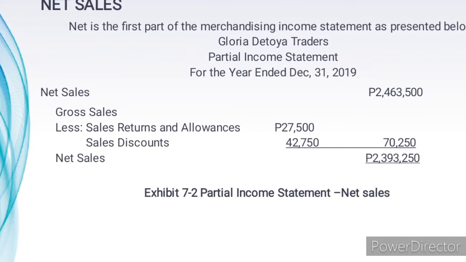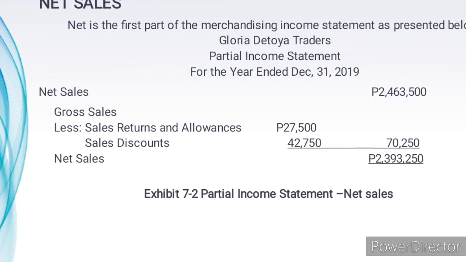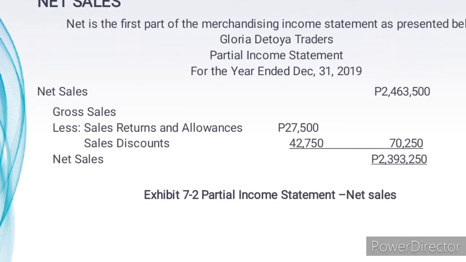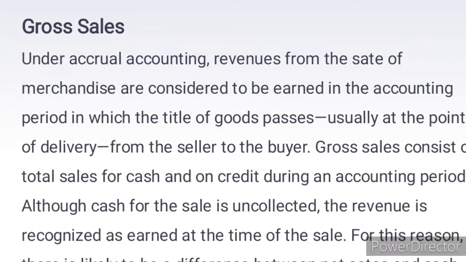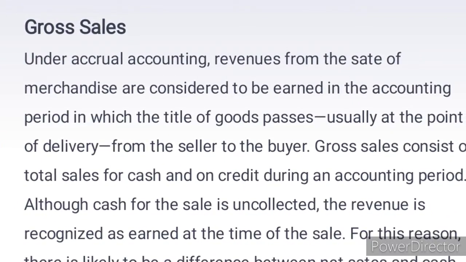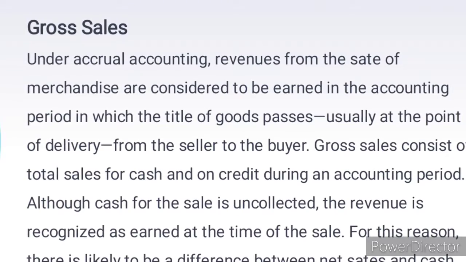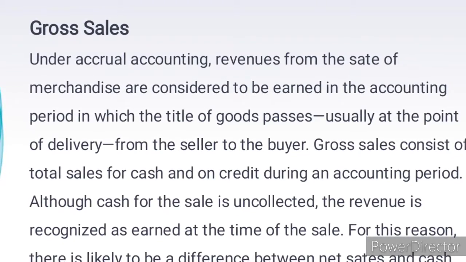Total net sales is 2,393,250 pesos. Gross sales. Gross sales is a metric for the total sales of a company, unadjusted for the costs related to generate those sales.